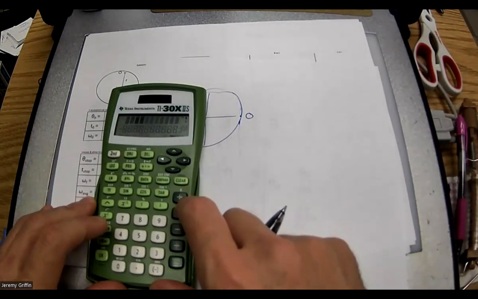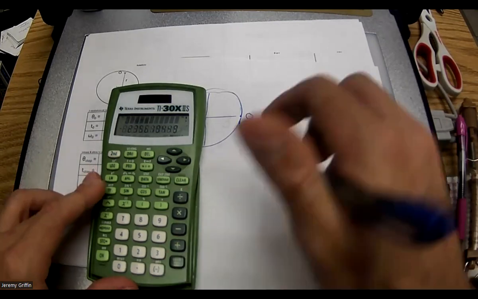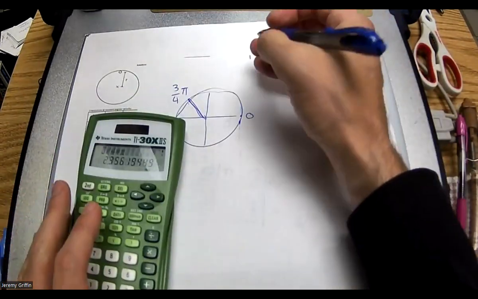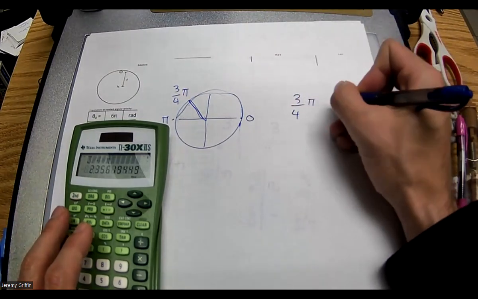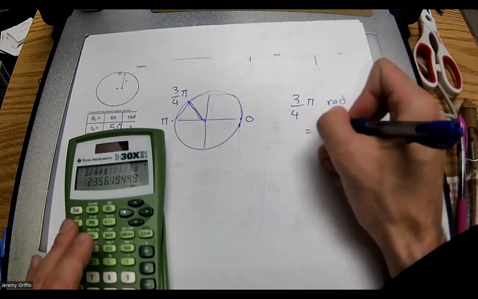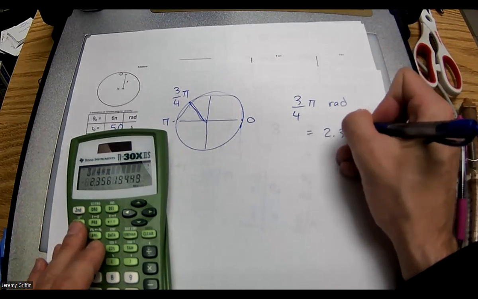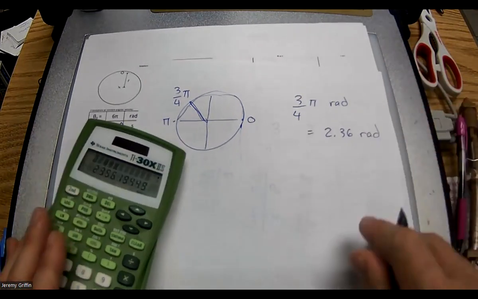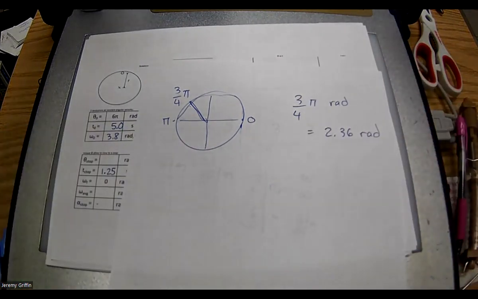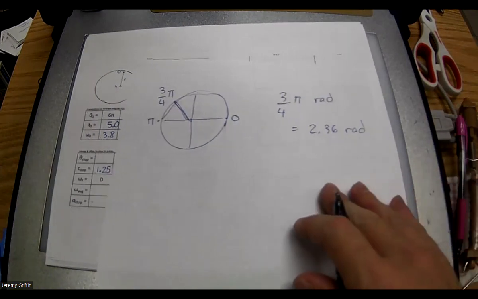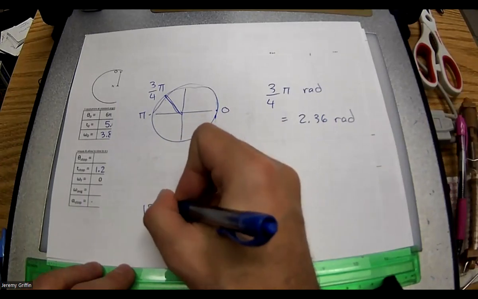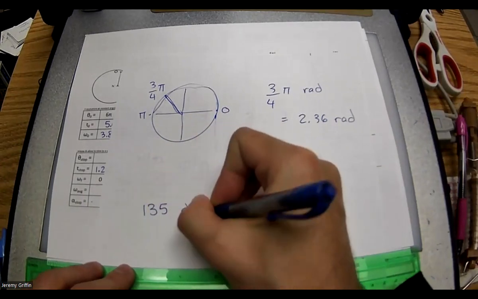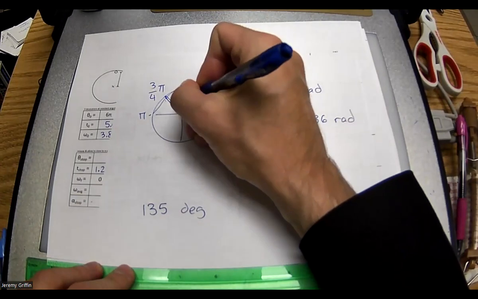So what's 3/4 of pi? That's 2.36 radians. So 3/4 of pi radians is about 2.36 radians. Or from a different point of view, we should get the same thing no matter how we approach this. I said that was 135 degrees. We're looking at this angle right here, that's angle theta.